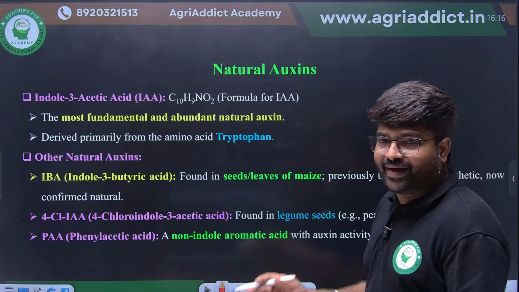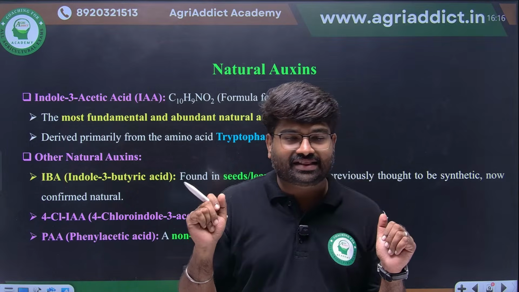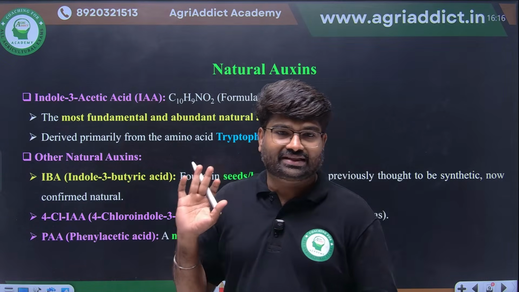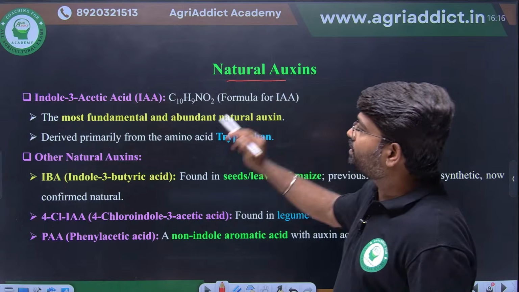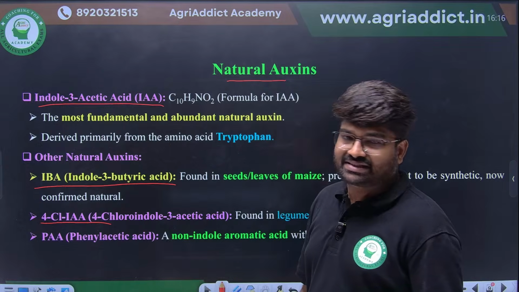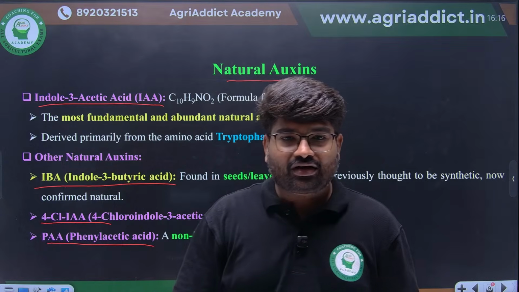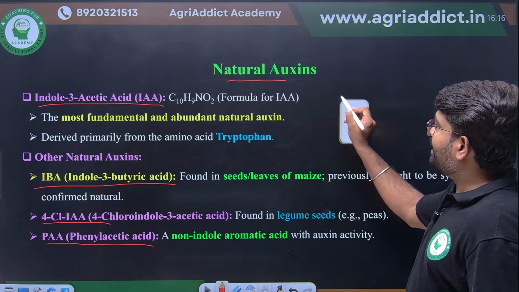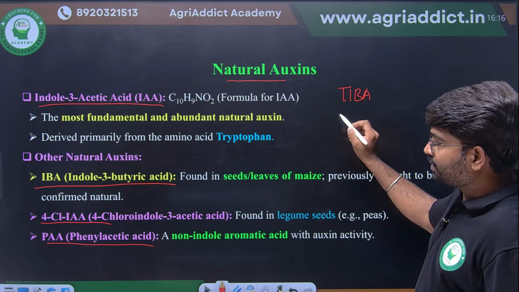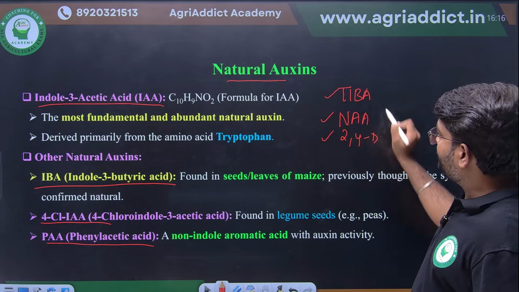Now we are going to see the classification of auxins. Auxins can be broadly classified into natural and synthetic. You have to remember the examples of each. Natural auxins are indole-3-acetic acid, indole-3-butyric acid, 4-chloroindole acetic acid and phenylacetic acid. Synthetic auxins include TIBA, NAA, and 2,4-D.